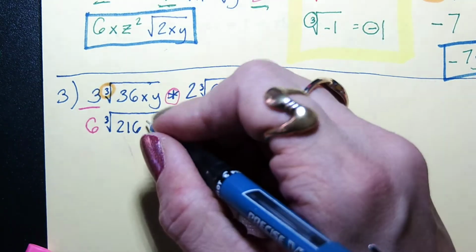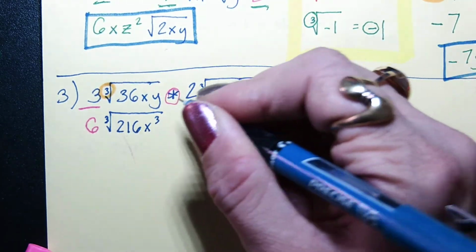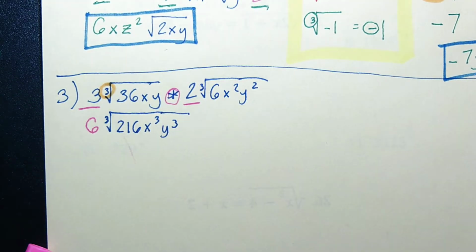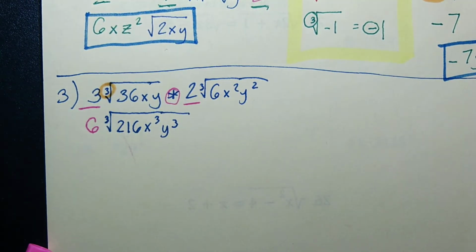X times x squared gives me x cubed. Y times y squared gives me y cubed. So at this point, I've successfully carried out the operation. But now that I'm down to one radical, we should try to simplify it using our same rules that we did on the problems above.